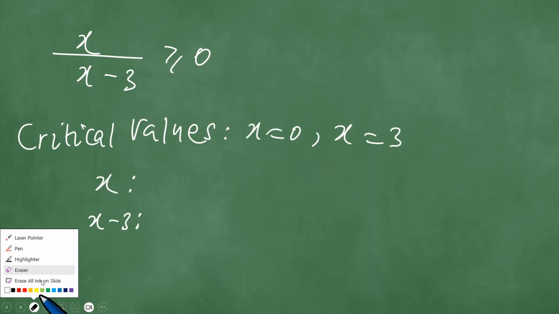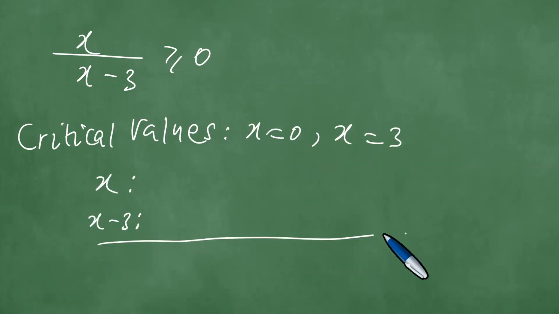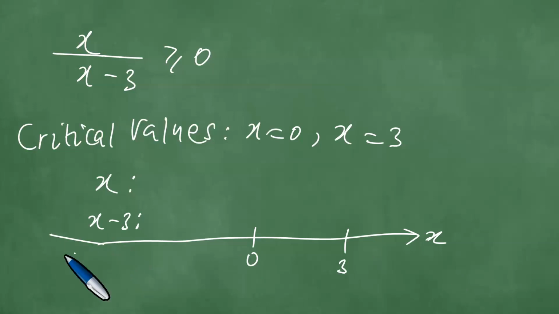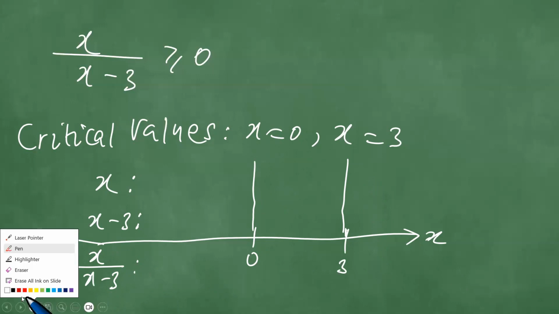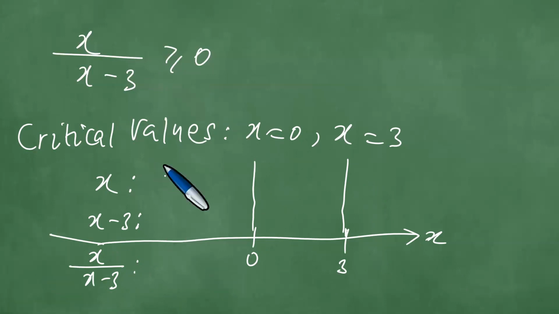Right? And if we do that, we put here 0, we put here 3, and this is the number line of x values. Beneath here, we put x over x minus 3. Right, in which case, we draw like this. The sign table method is more universal, and I prefer the use of the sign table because it can solve any question that involves inequalities, just using signs only. Right, so now using the sign table method.